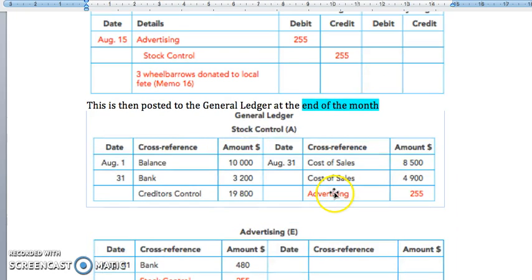This is exactly the same as what happens for drawings. So if the owner takes stock out of the business, drawings is going to go up, stock control is going to go down. The memo needs to state exactly what's being taken out of the business, the number, the stock number if you have it, and the memo number.